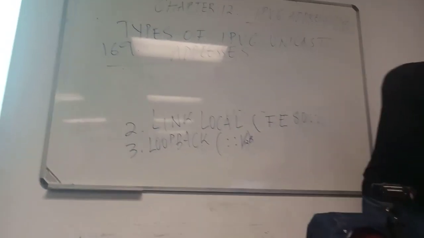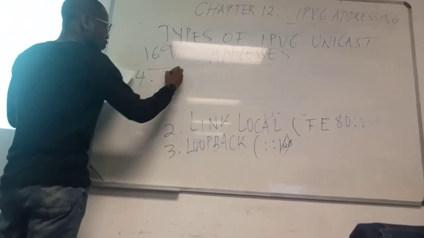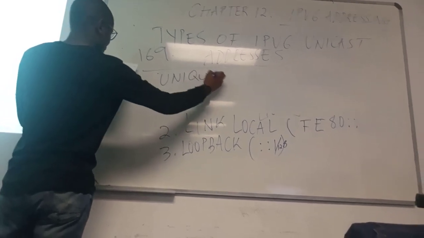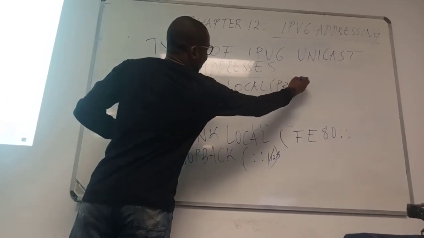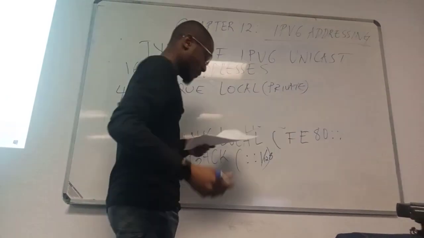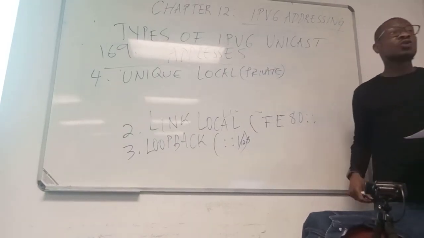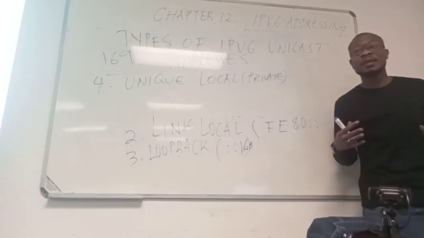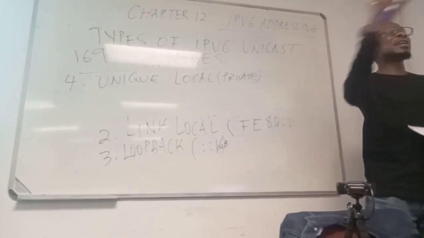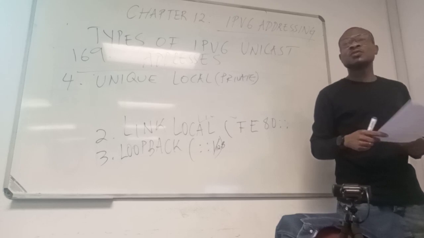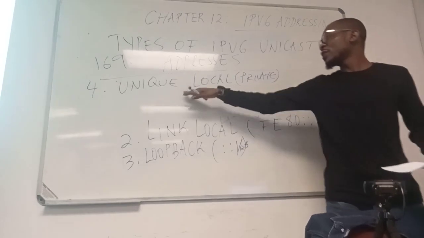So number 4. Unique local. You remember the unique local? It's what we call a private IP. The unique local is like a private IP, the one that you can use inside your organization. It's a private IP. But you cannot use it when you want to connect to the internet. Unique local or private.